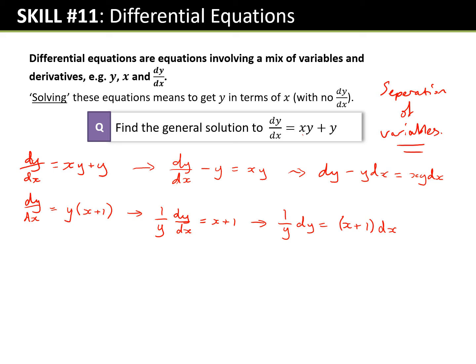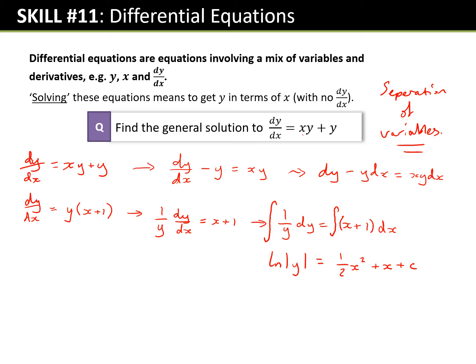Now, here we've separated the variables. Like you can square both sides of an equation, like you can square root, like you can cube, like you can just times both sides by 2 if you want, you can integrate both sides of an equation as long as you have these dy's and these dx's. So now we have two integrals that we need to work out. The integral of 1 over y is natural log of y. The integral of x plus 1 is a half x squared plus x, and we'll have a plus c.